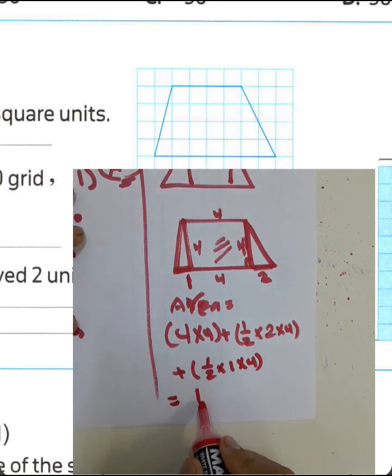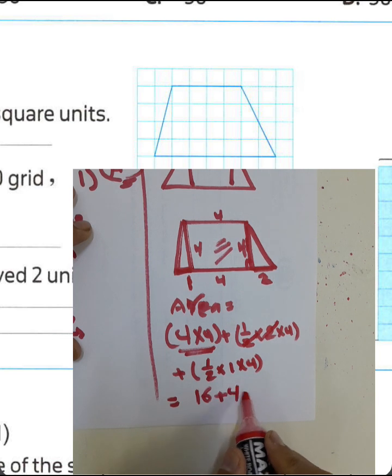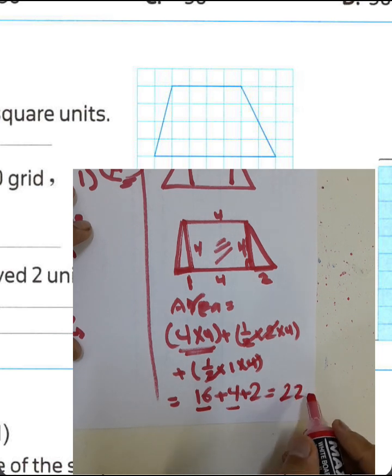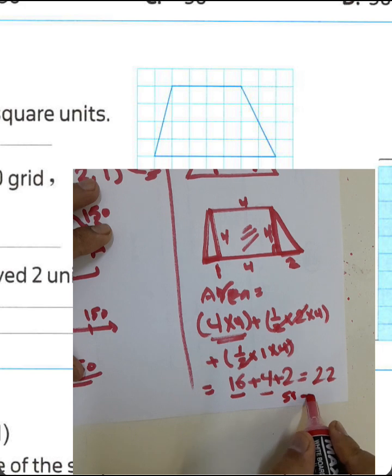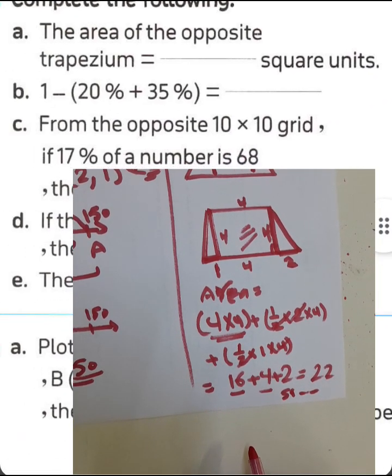4 times 4 equals 16. Cancel 2 by 2 and 1, write 4. 4 divided by 2 equals 2. 16 plus 4 equals 20. 20 plus 2 equals 22. Then the area here will be 22 square units. 22 square units. Okay, the result is 22.